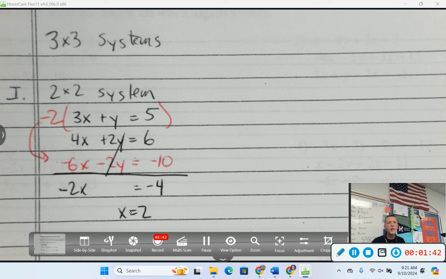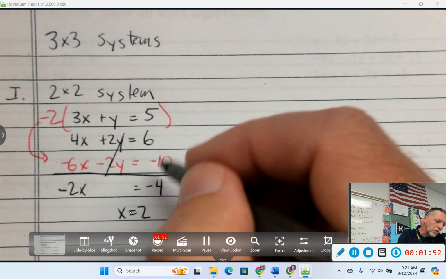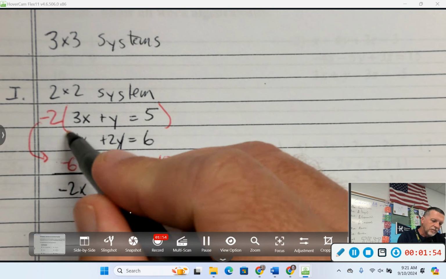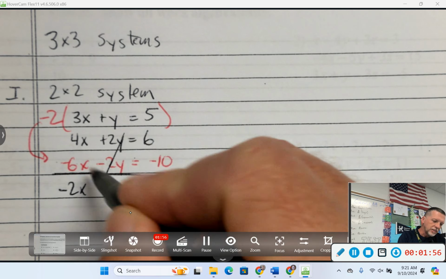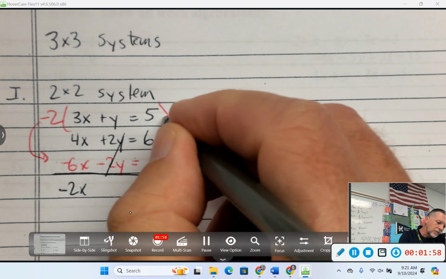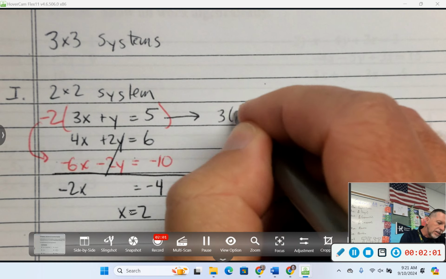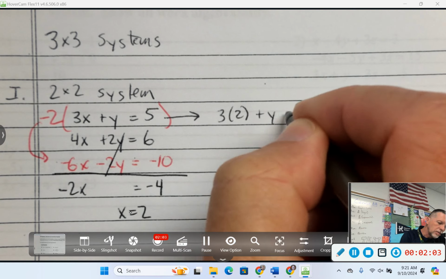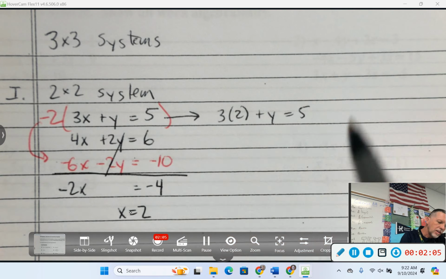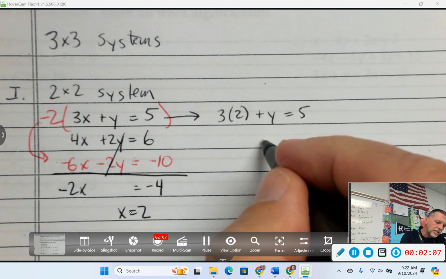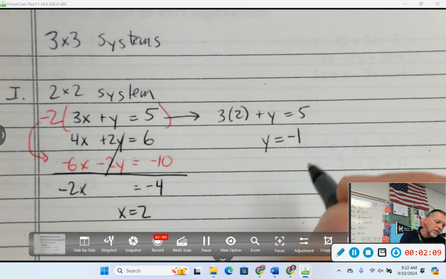How do we figure out what y is? Plug it in. Plug it in where? Just about anywhere. One of the originals preferably, but anywhere. And whichever one you think looks easier. The coefficients of 3, 1, and 5 looks simpler than 4, 2, and 6, but it doesn't matter. 3 times 2 plus y equals 5. 3 times 2 is 6, and if I move it over, I get negative 1.